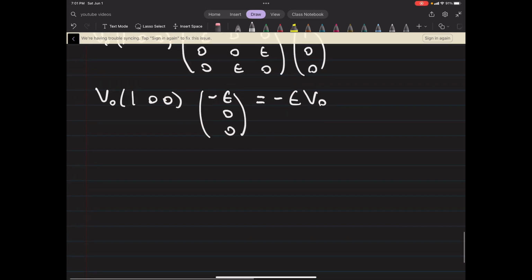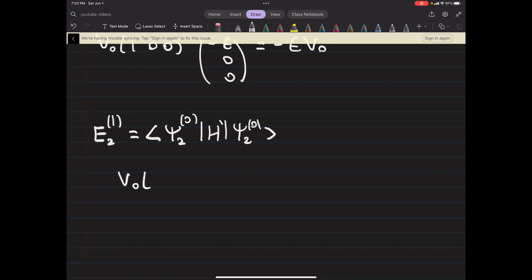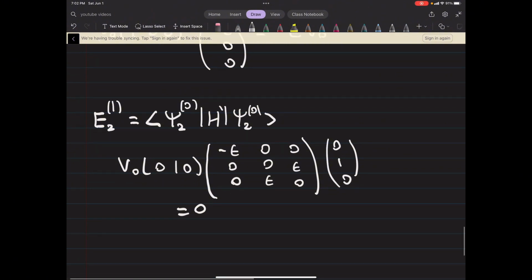As for the second one, same process. First order correction. And take our other wave function, and we're going to find our matrix element. So this would be V naught 0, 1, 0. All of this stuff that we found. Zero, 1, 0. And if you multiply that out, hopefully you see this will be 0. This is just matrix multiplication. So that's all that is.